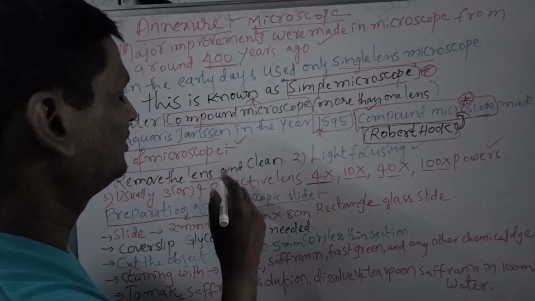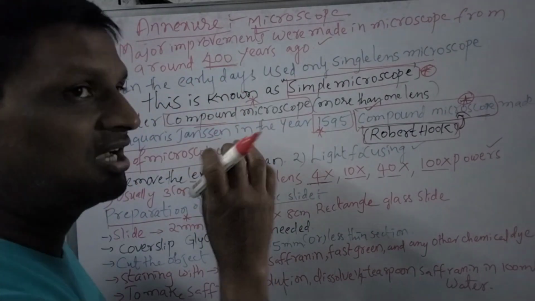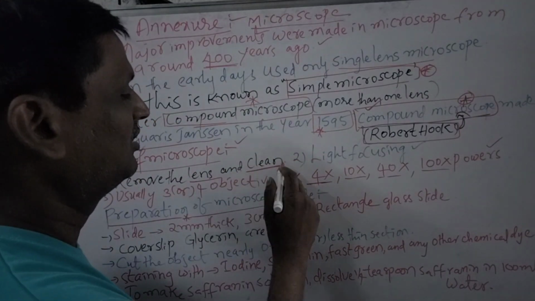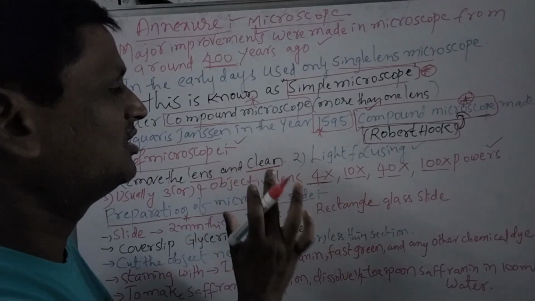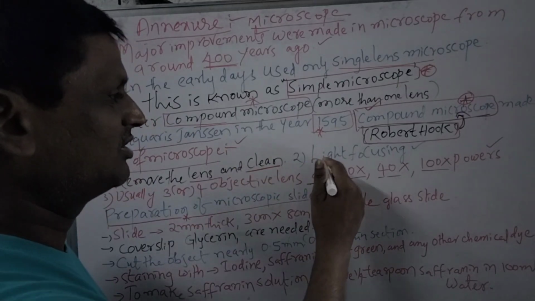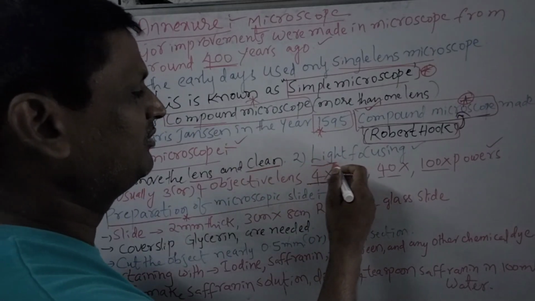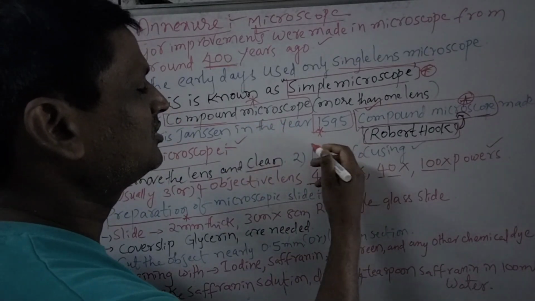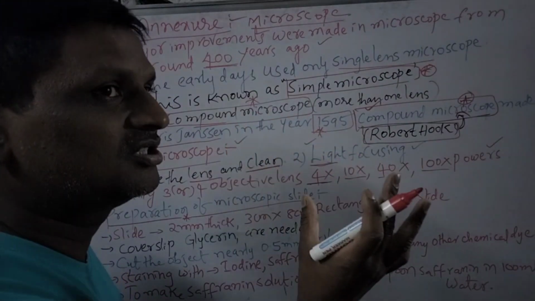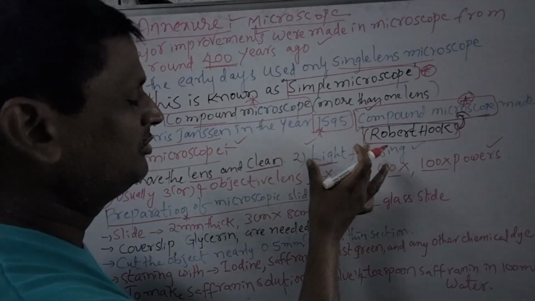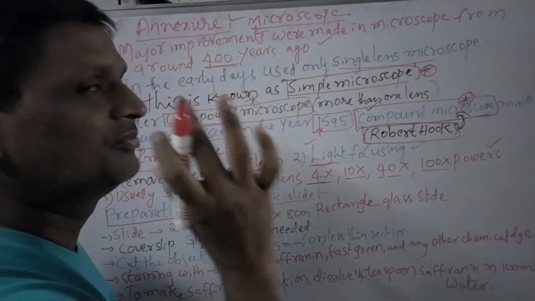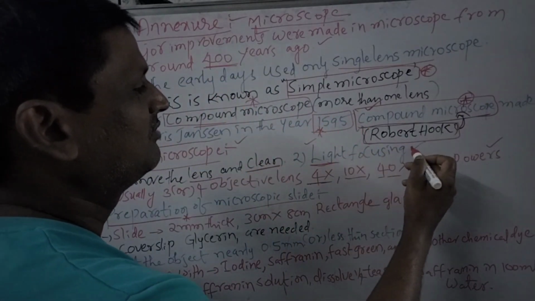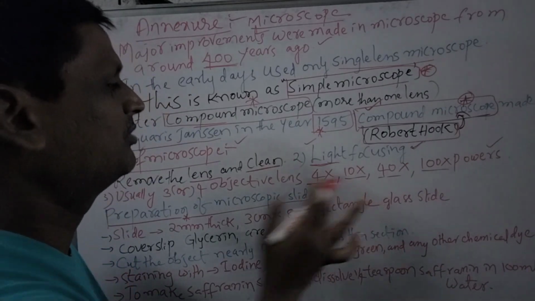First, the eyepiece lenses should be cleaned with a dry, soft cloth. Next, whenever we are observing objects, the microscope should be kept in a light focusing area so that we can observe things very clearly. A light focusing area is a must for observation of any material through the microscope.